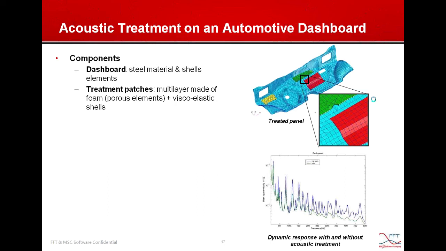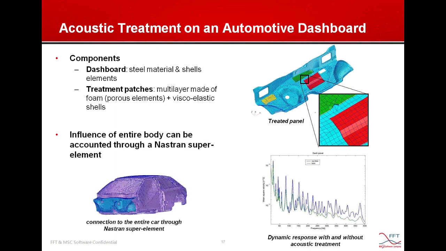So the key ingredient in such a model is the shell element for the dashboard. It can be a thin shell element with 2D surface elements, and in the same model we have the porous and the viscoelastic elements that are volume elements for the treatment patches. So on these two curves, we can observe a reduced vibration level on the green curve when the patches are added on the dashboard.